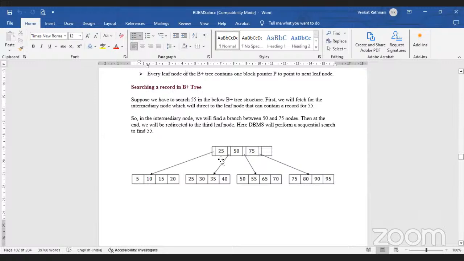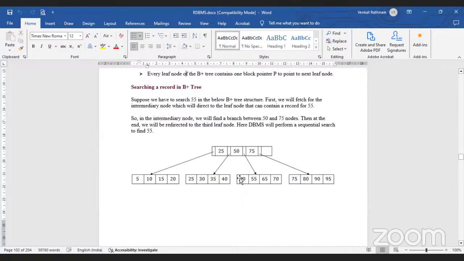30 is also greater than 25, so it will store on the right side. 35 is also greater than 25, so it will store on the right side of the 25, after the 30. Next 40 is also greater than 25, so it will store there. The next one is the 50.